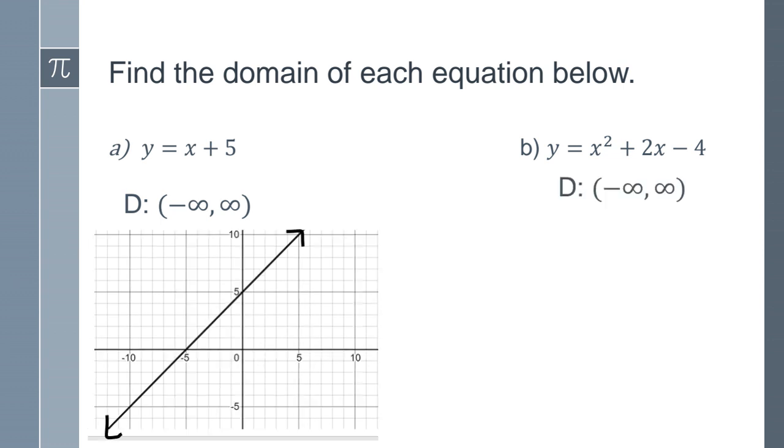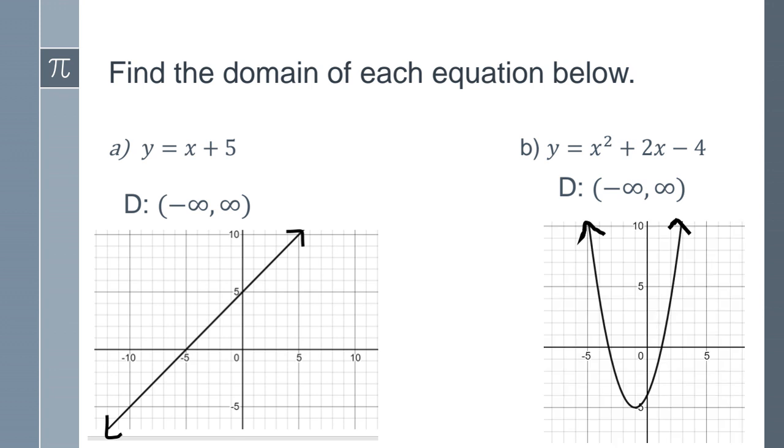But on this one too, you say to yourself, does this function have any fractions? No. Does this function have any square roots? No. Do you see the word log on here? No. So since I don't see any of that, my domain again is from negative infinity to positive infinity. And again, if I were to graph it, this is called a parabola. It's a U-shaped graph. But you see again, this graph has an arrow on the left and an arrow on the right, which tells me that this graph is going forever to the left and forever to the right. So the domain is from negative infinity to positive infinity.